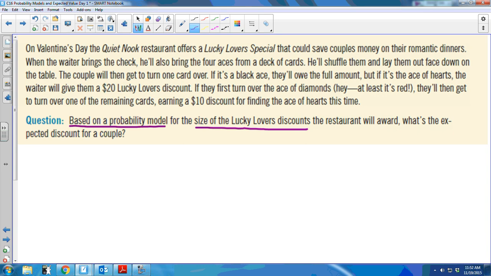If you're going to create a model, you make a table. So in my table, I'm going to keep track of the possible outcomes, counts, and probabilities of those discounts. I need to define a random variable. My random variable is the discount amount. That's what I'm concerned about.